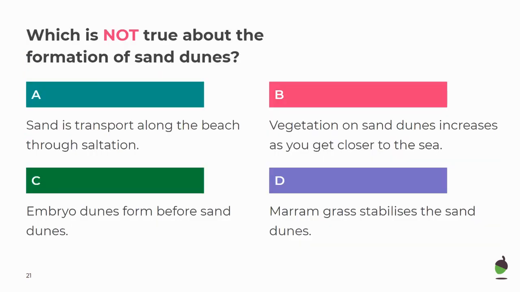Right, let's test. Which is not true about the formation of sand dunes? You're going to need to pause the video so you can read all of these because they're quite long. Right, let's see if you got it right. It is B. So vegetation on sand dunes decreases as you get closer to the sea. So on those first dunes, you would just get one or two species, normally marram grass and lime grass. As you move further away from the sea, you would start to see heathers and lots of other species appear.